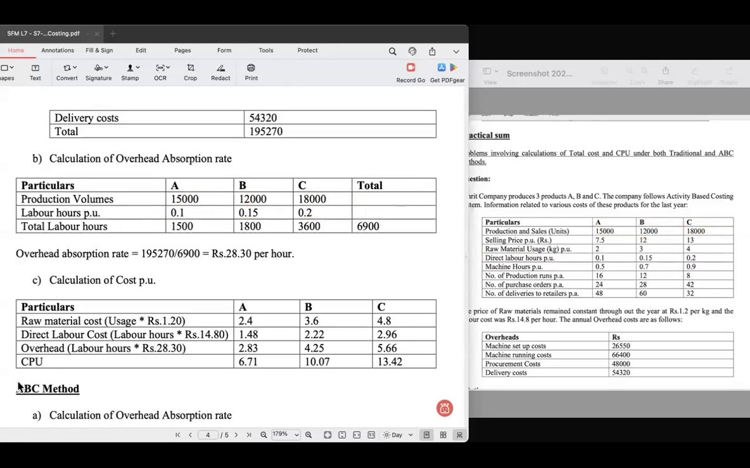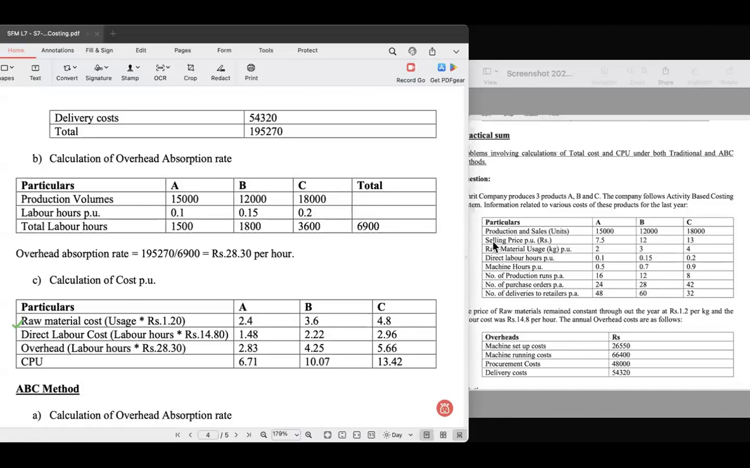Now we are going to calculate the cost per unit. What information do we need to find the cost per unit? We need the raw material cost, right? How much does the raw material cost? Let's take the question. Do we take production and sales in units? No. That is not relevant to cost. That is the volume. So we're not going to take it.